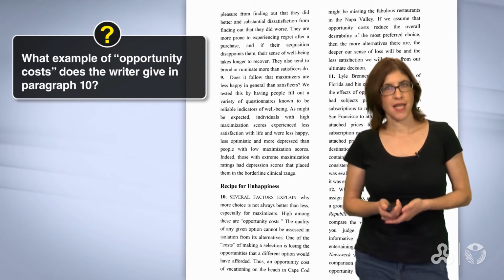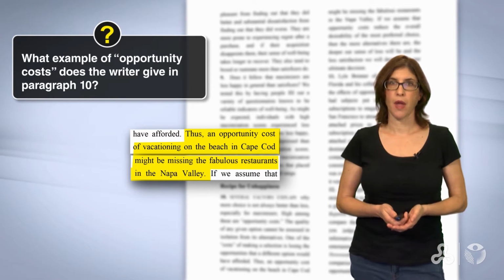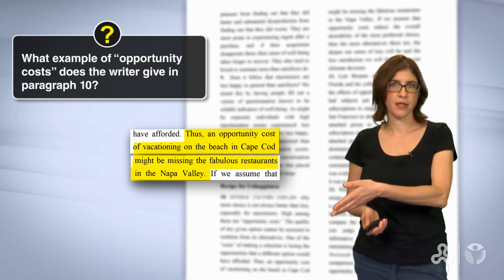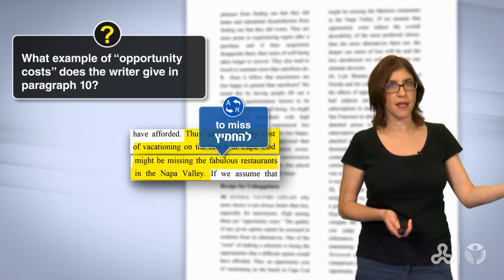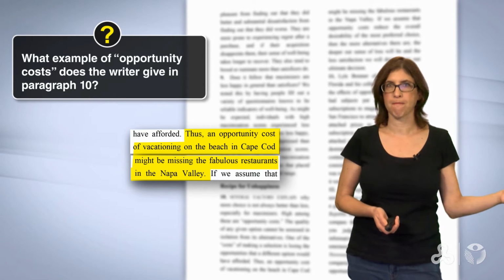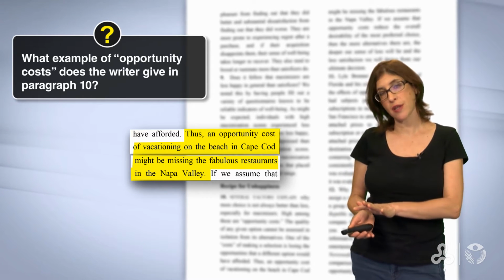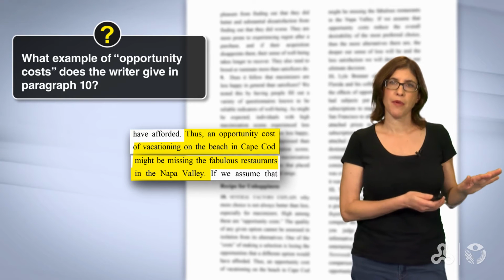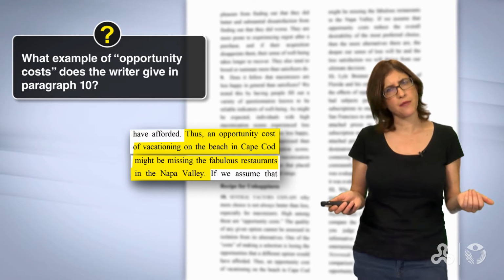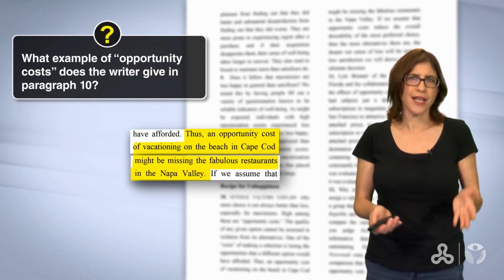In the very next sentence, we can read, thus, לכן, לפיכך, an opportunity cost of vacationing on the beach in Cape Cod might be missing the fabulous restaurants in the Napa Valley. Cape Cod, a place on the east coast of the USA. Napa Valley, an area in California. These are two specific places. Specific is what we are looking for in an example.